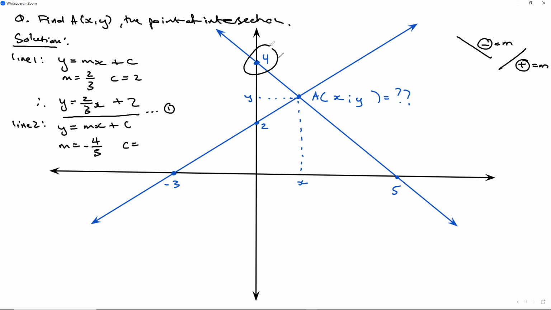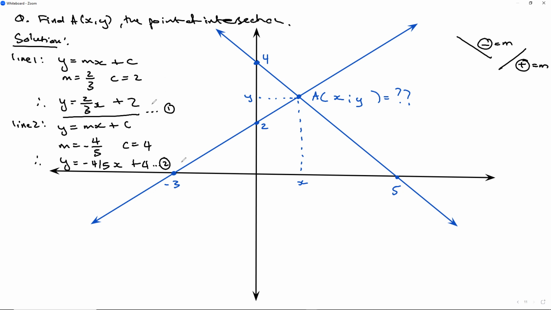The c value is quite simple. It's just where it meets the y-axis. So c equals 4. And so therefore, this line is going to be y equals -4/5x plus 4. Let's call this one equation number 2. All right, so we've got these two equations.